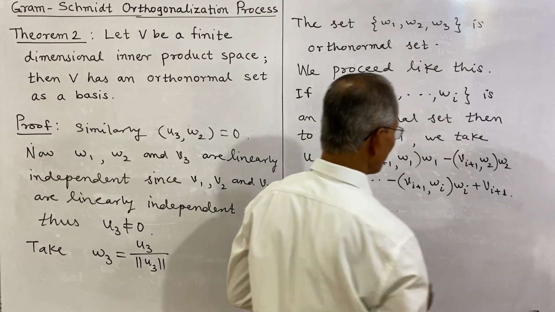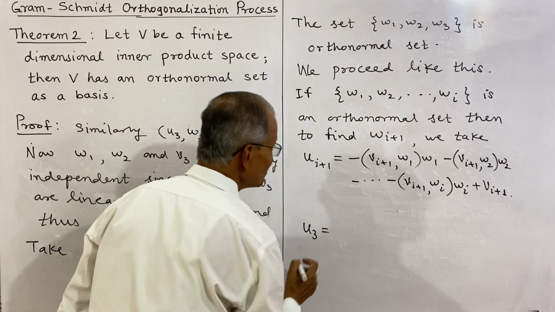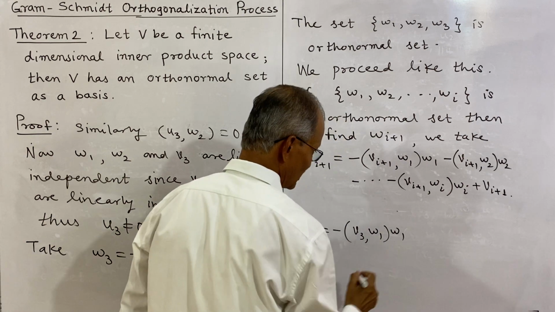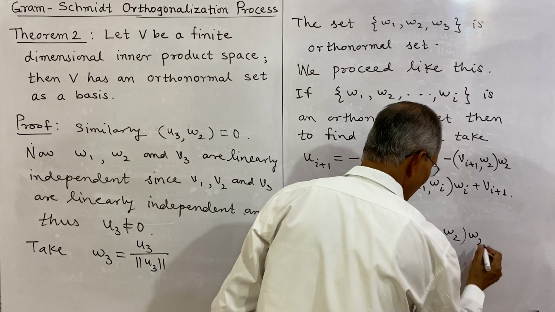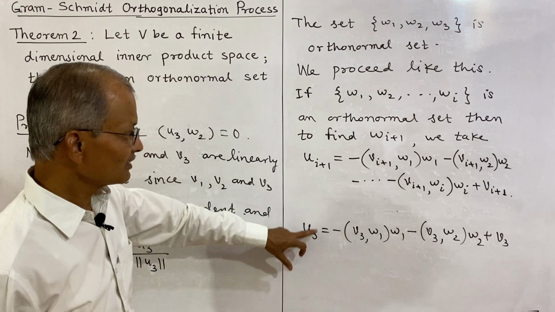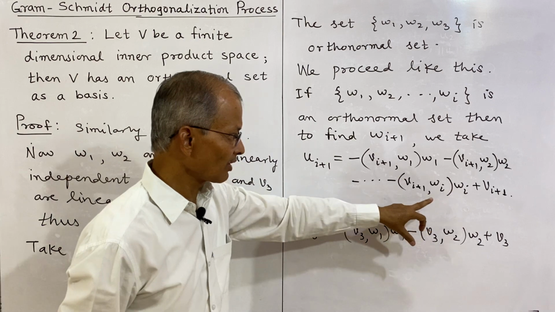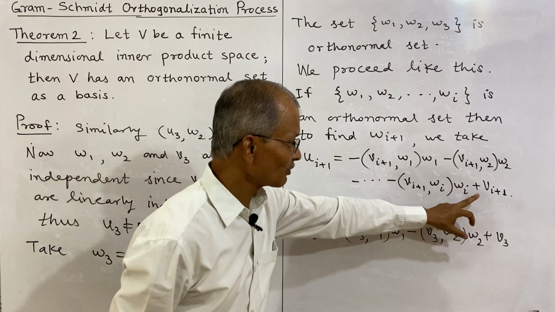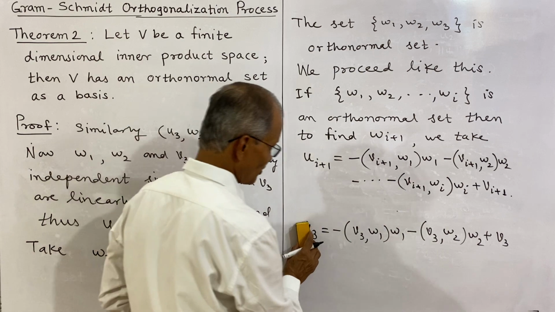So, this is the form of u_{i+1}. Earlier we have expressed u3 like this: u3 as minus the inner product of v3 with w1 multiplied by w1, minus the inner product of v3 with w2 multiplied by w2, plus v3. So, this is extended here. You see the suffixes: the suffix of v is i plus 1 in each inner product, and the last but one term is up to i. Here it is i plus 1, it is up to i, and the last is positive v_{i+1}. So, this is the expression for u_{i+1}.